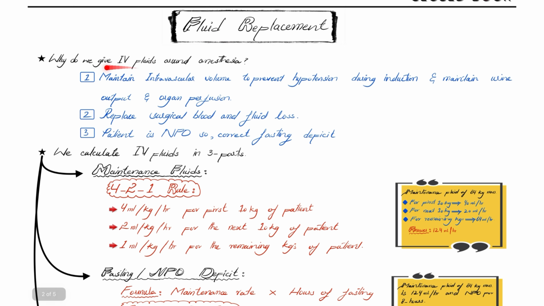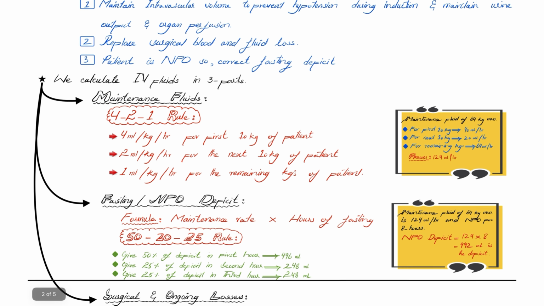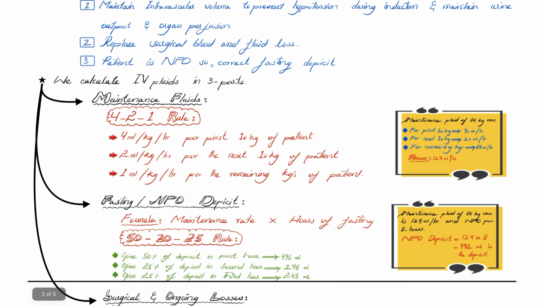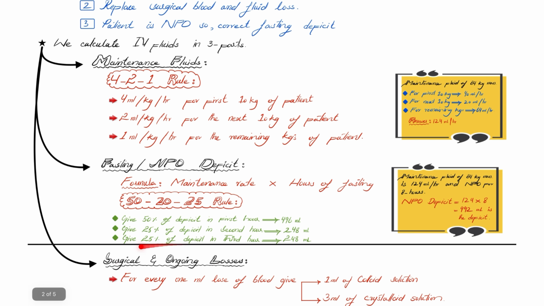Why do we give IV fluids around anesthesia? Number one is to maintain intravascular volume to prevent hypotension during induction and maintain urine output and organ perfusion. Second aim of giving IV fluid around anesthesia is to replace surgical blood and fluid loss. Third, the patient is NPO, nil per os, so correct the fasting deficit. We calculate intravenous fluid in three parts: maintenance fluid, fasting and NPO deficit, and surgical ongoing losses.